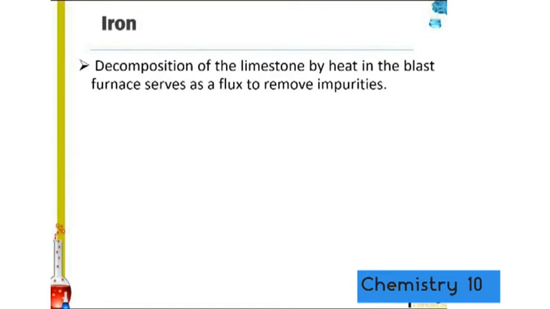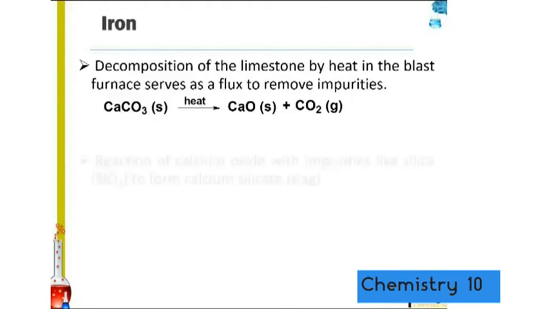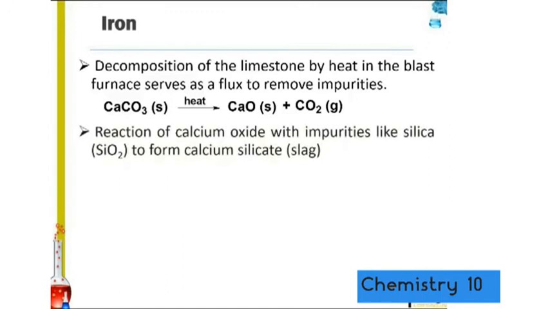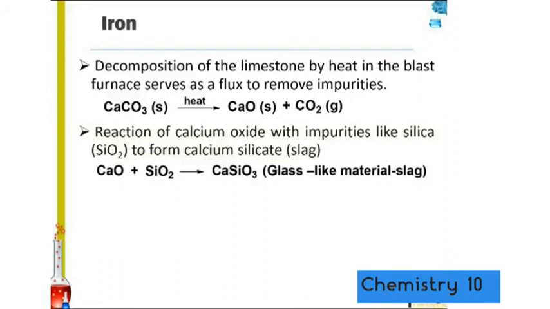Decomposition of the limestone by the heat of the blast furnace serves as a flux to remove impurities. Here we can see our calcium carbonate, the main component of limestone, decomposing into calcium oxide and carbon dioxide. The reaction of this calcium oxide with impurities like silica to form calcium silicate or slag allows for the removal of these impurities.